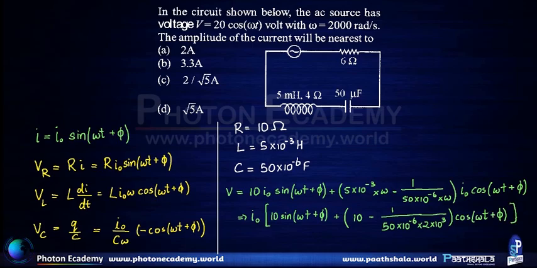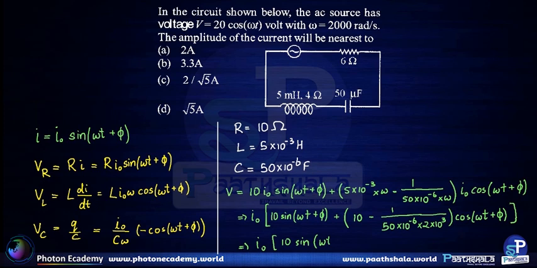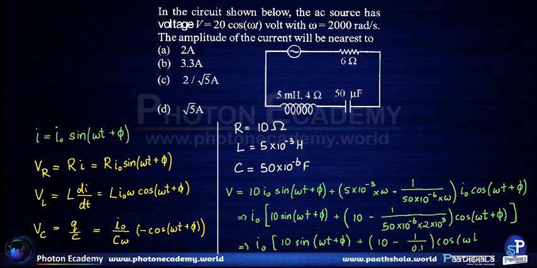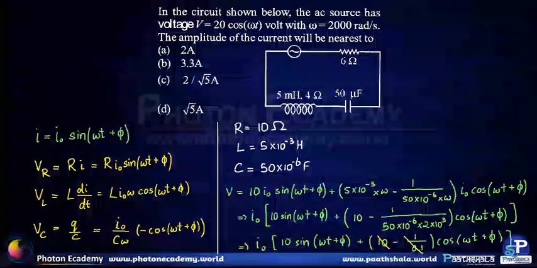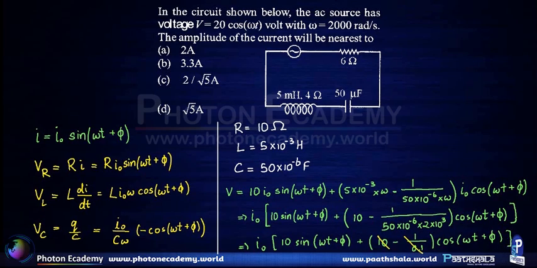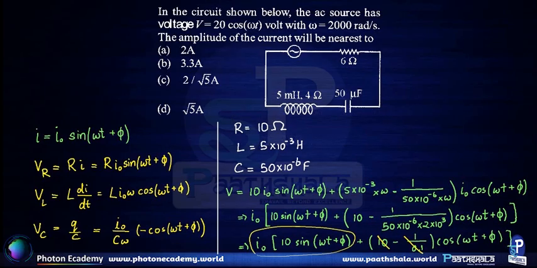And this part in the denominator becomes, we have 10 sine omega t in the first line plus 10 minus 1 divided by 0.1 into cos of omega t plus phi. Now we can see that 10 minus 1 by 0.1 would be equal to 0, and therefore the total current would only be this part, I naught into 10 sine omega t plus phi.